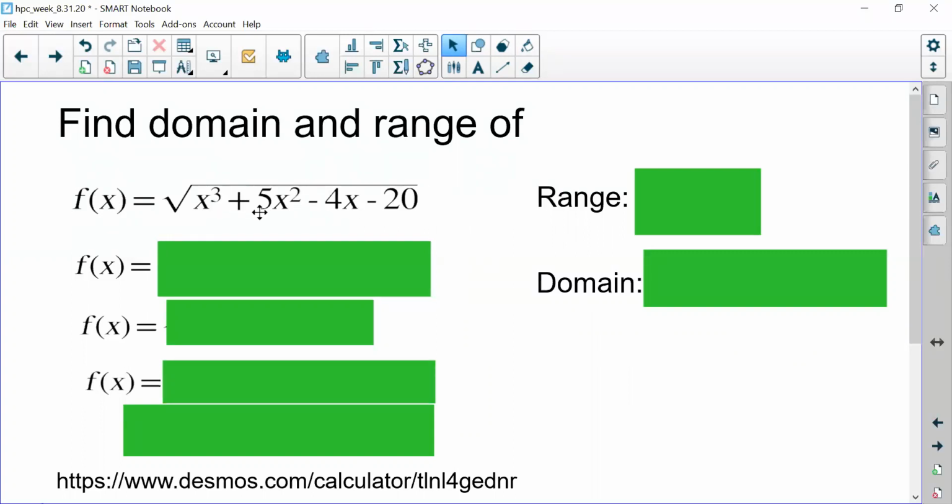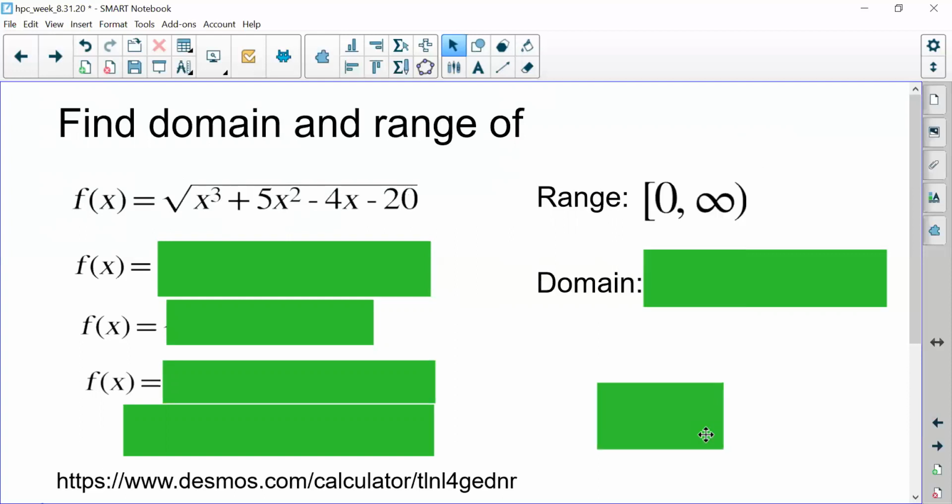So no matter what the x value is for this function, as long as it's in the domain, when I take the square root of that, the result is either going to be a positive number or it's going to be 0. So the range is just everything from 0 on up, from 0 to infinity. The domain is the more challenging one, but I believe it's easier than the last couple of examples.